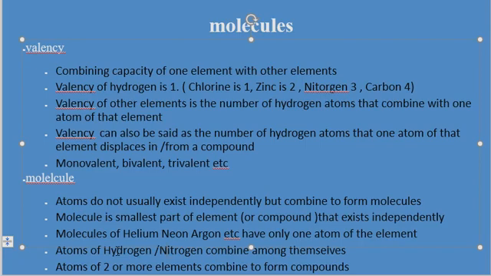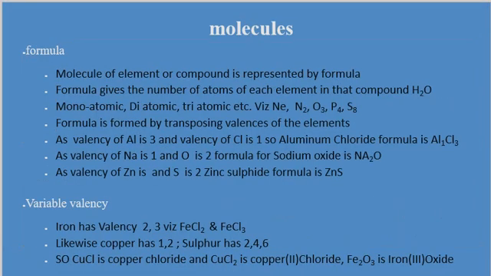These atoms combine together according to their valency. Valency is the combining capacity of an element, where the valency of hydrogen is 1 and the valency of other elements is the number of hydrogen atoms that combine with one atom of that element.